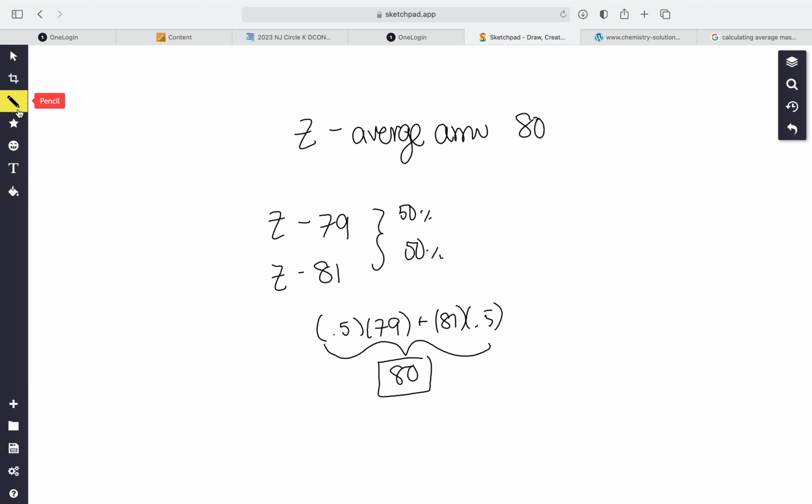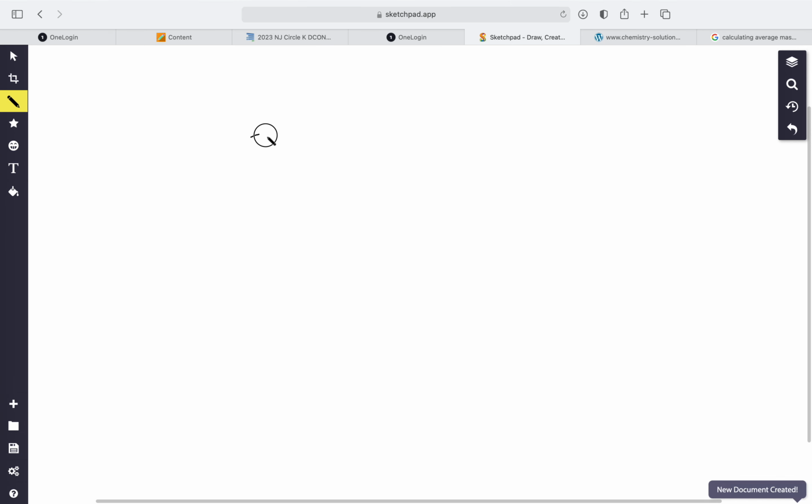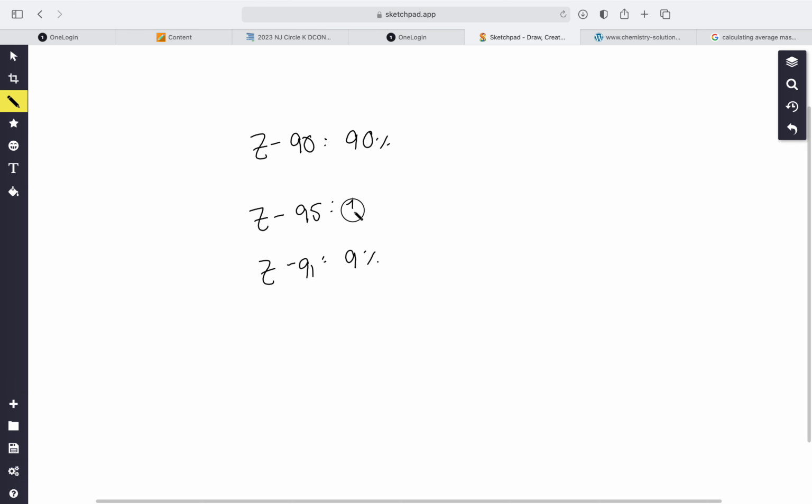That's just looking at it as kind of an analytical view. But that might be something that he has you do on the test, predicting the mass of something based off of the percentages that are given. I'll do one more practice with that one. So let's say we have Z90, Z95, and Z91. Let's say that Z90 has a 90% abundance, Z91 has a 9% abundance, and Z95 has a 1% abundance.